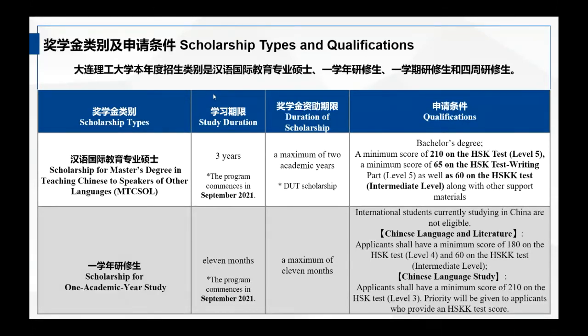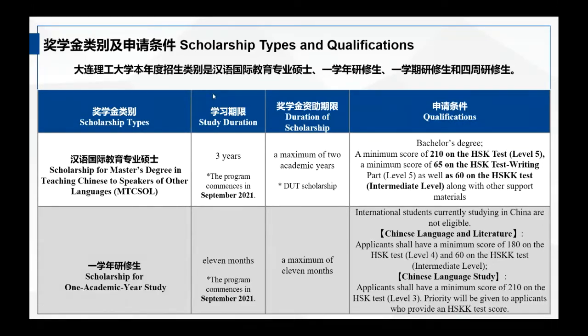To apply for this major, you need to hold a bachelor's degree and have a minimum score of 210 on HSK test level 5, a minimum score of 65 on HSK test writing part, as well as 60 on HSKK test intermediate level, along with other support materials. For more details of this major, please contact us.